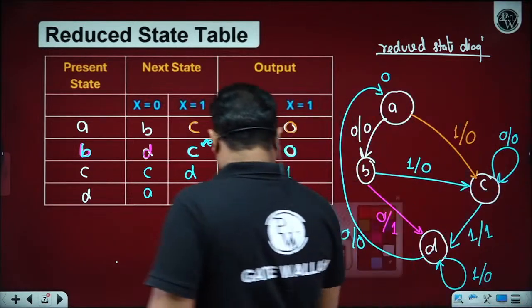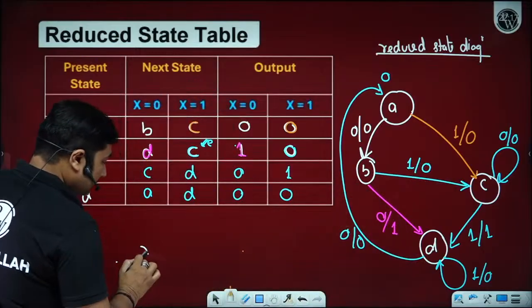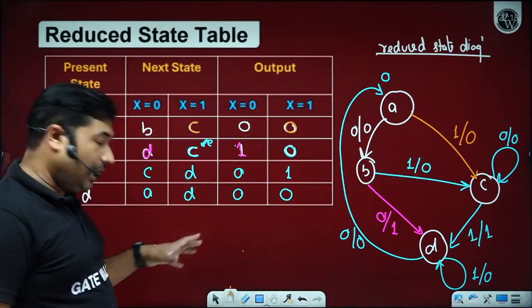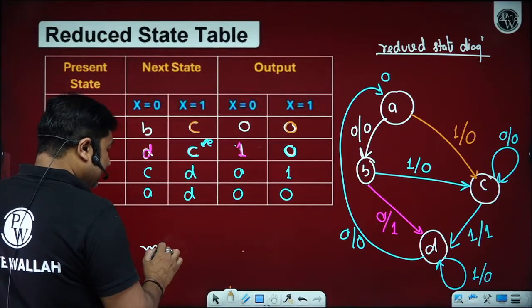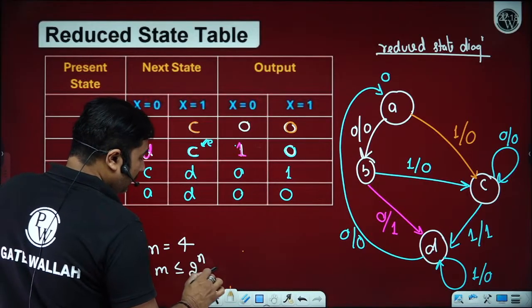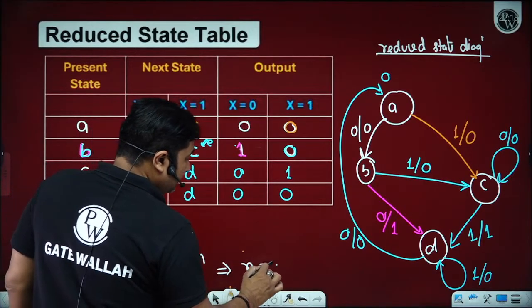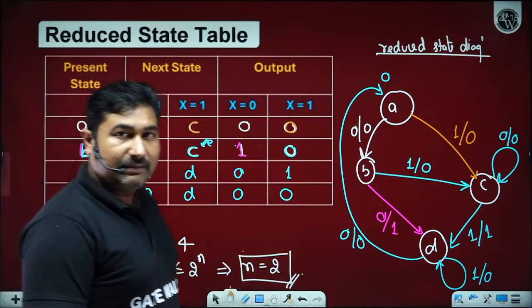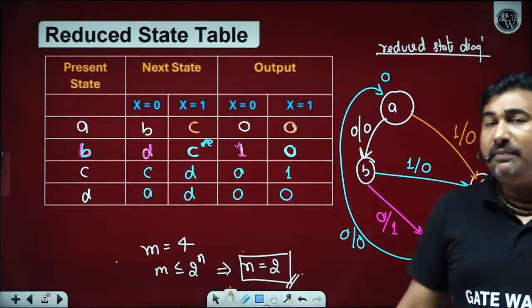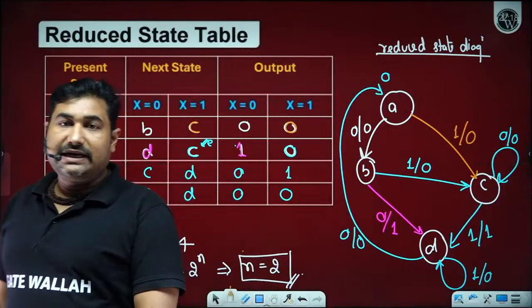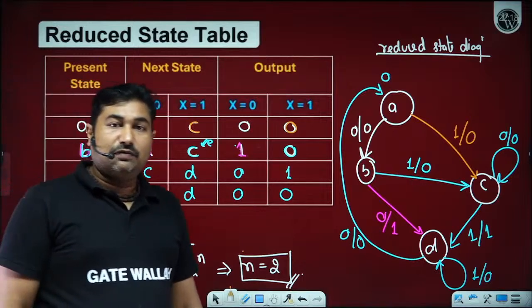So how many different states are there now? The same state machine can now be designed with 4 states. So m is less than or equal to 2 to the power n, which indicates n equals 2. By reducing the state diagram, you have reduced one flip-flop required, and accordingly the delay and complexity of the circuit get reduced. How many of you able to understand, sir?